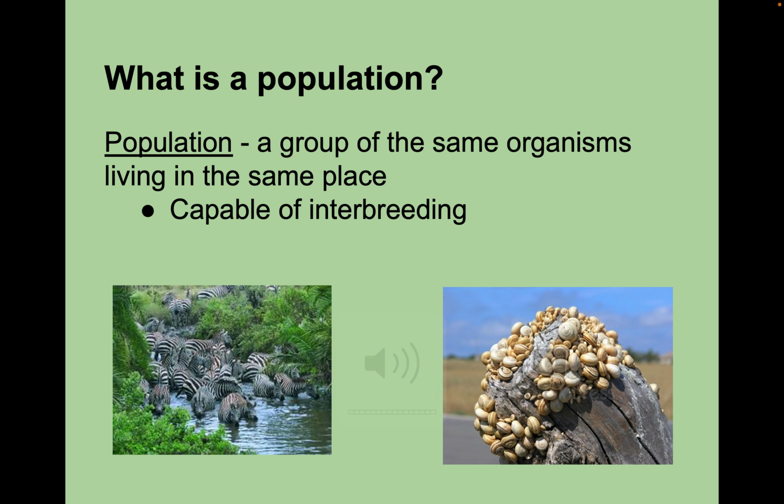So in that picture on the left side, we have a population of zebra and a population of whatever those plants are. On the right side there, that is a population of snails. So it's a group of the same things, same place.